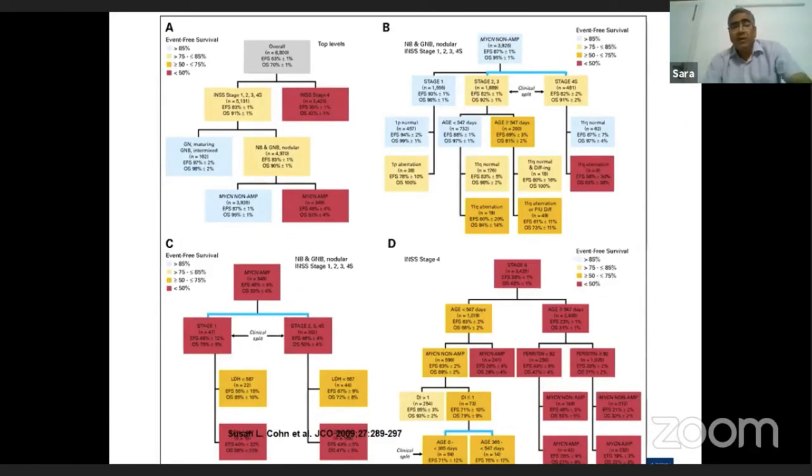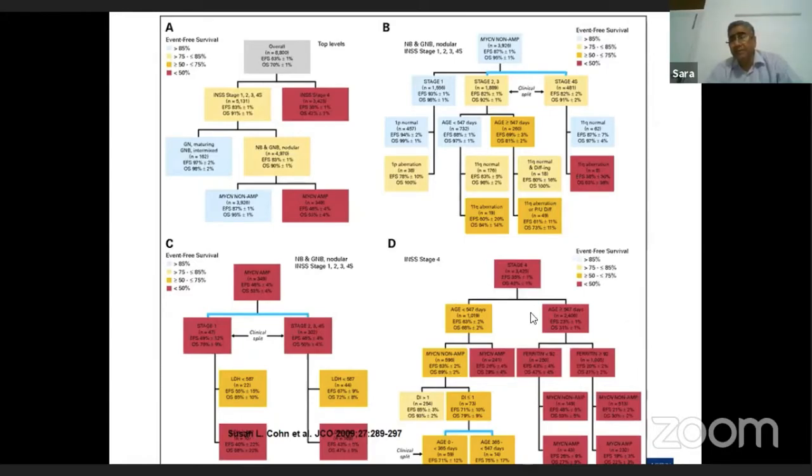Okay. Now coming to part C. That is on the left-hand side below A. In this, there is the analysis of NMYC amplified. Almost all of them do very badly. So whenever NMYC is amplified, they don't do very well. The only thing which makes a difference is LDH levels. So you should order LDH, and if it's more than 567, they do poorly. If it's less than that, they do slightly better. So that is one prognostic marker in neuroblastoma. You should do LDH as well.